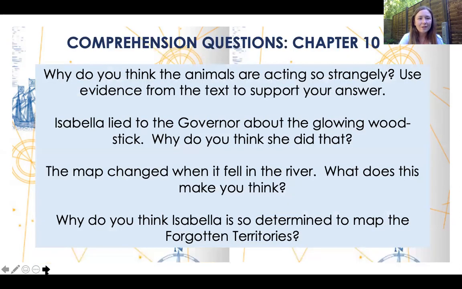So these 3 questions: why do you think the animals are acting so strangely? Use evidence from the text to support your answer. Again, really clear, detailed responses, please. Isabella lied to the governor about the glowing wood stick. Why do you think she did that?